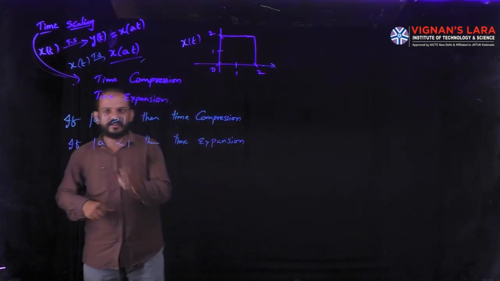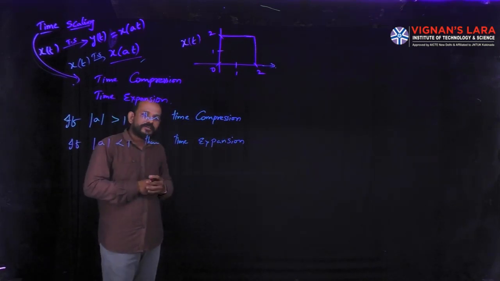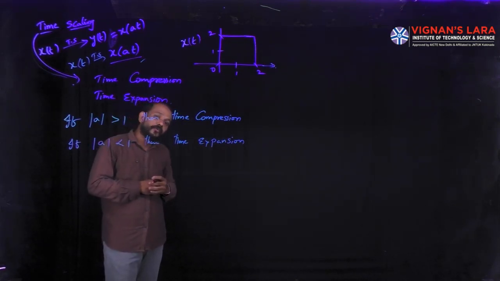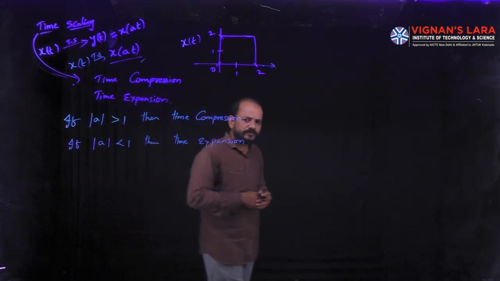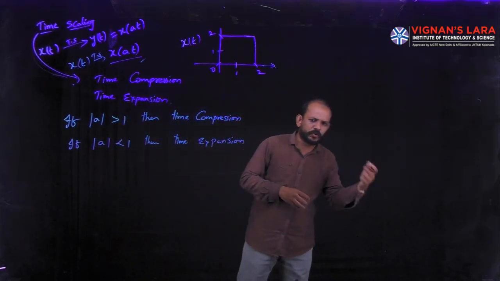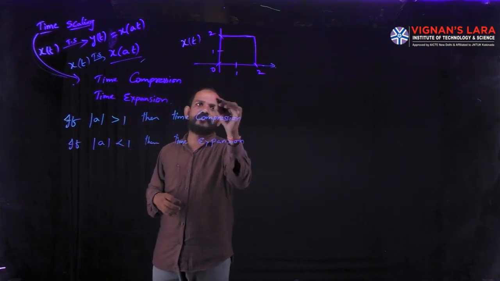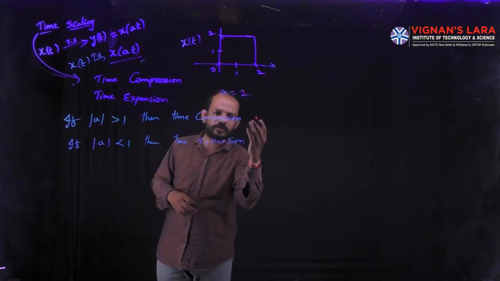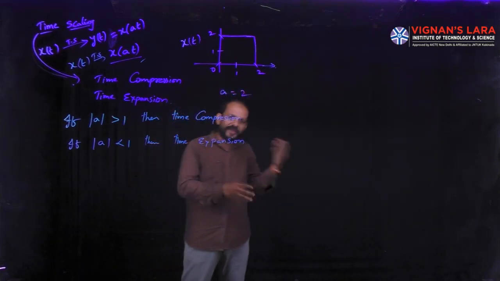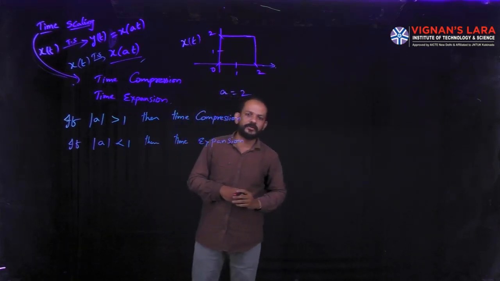First, I will consider the value of a greater than 1. Greater than 1 means we can take any value: 2, 3, 4, whatever it may be. Here I am considering the value of a equal to 2, which is a positive value greater than 1.